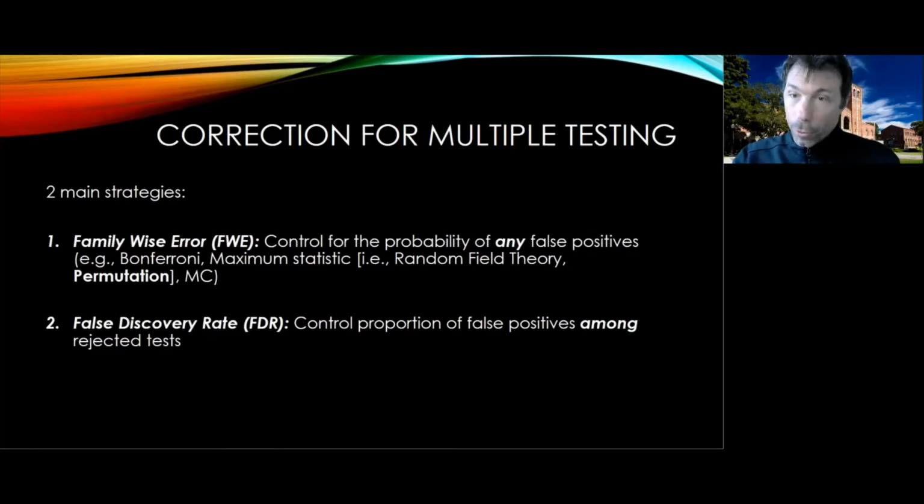So you'll remember there are two main families of corrections: family-wise error that controls for the probability of any false positive across all the tests we're doing. We saw Bonferroni, we saw random field theory, and as I said, I will add permutation to it today. And then the second family is false discovery rate, where instead of controlling the probability of getting any false positive, what you're controlling is, of the claims that you make, in other words, of the voxels that you report as being active, what proportion of those are false discoveries.